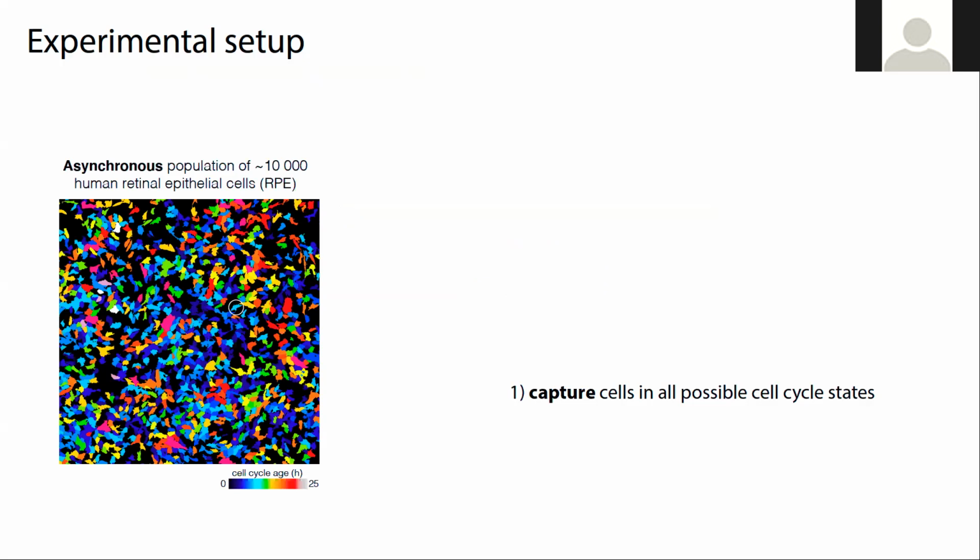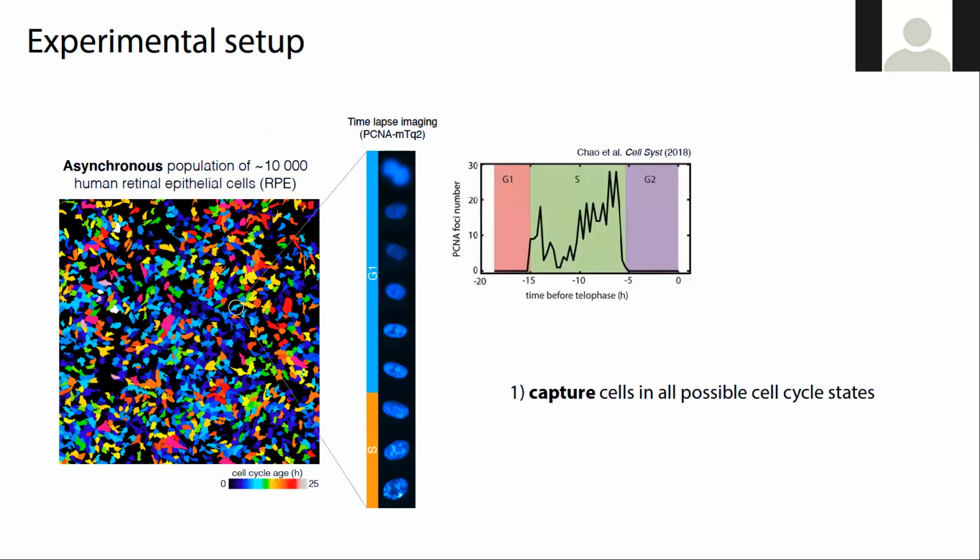So we started with a population of around 10,000 asynchronous human retinal epithelial cells, or RPE cells, which is a non-transformed human cell line that was immortalized with telomerase and contains a normal repertoire of cell cycle regulators. We then performed time-lapse imaging of this population using a single fluorophore reporter of cell cycle progression, so that we had a chronological measure of how long each of these cells has spent in their current cell cycle, as well as the knowledge of the cell cycle phase that each cell was in at the end of the movie.